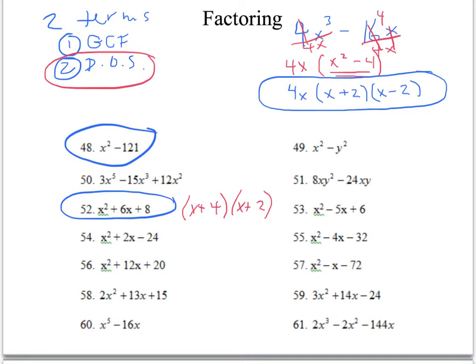Signs are really, really important, so we factor x squared plus 6x plus 8 into x plus 4, x plus 2. Now, a problem like 53, notice how the signage is different.